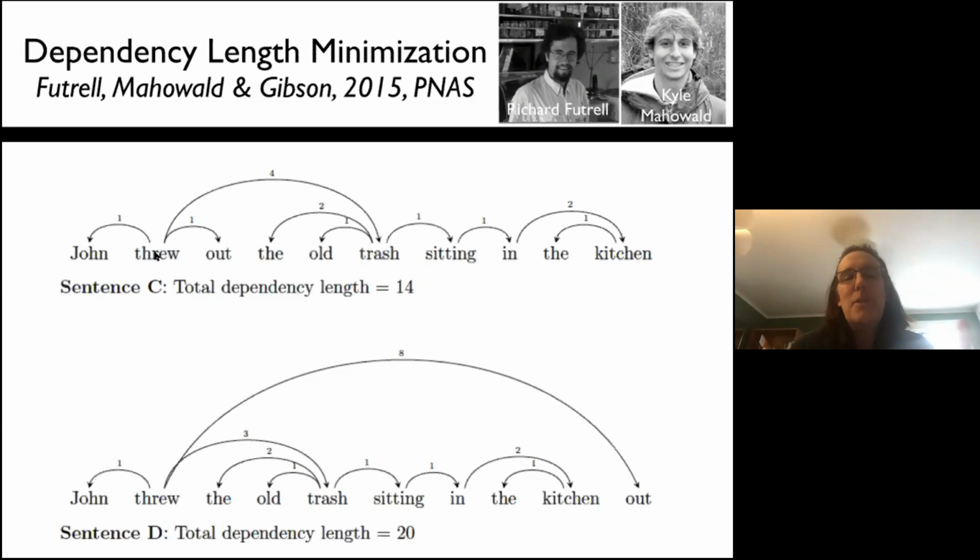Then he took the head of the whole sentence, that's threw, and its dependents, John, out, and trash. Okay, that's four things. And compare that, the way it actually occurred, to some random scrambling of those four words. And then do that scrambling for all the dependents going down the tree. So take trash, it has a bunch of dependents, scramble all of those around in some random way.